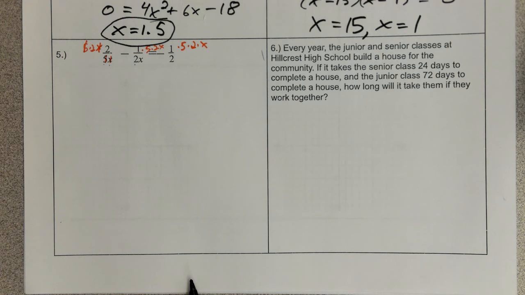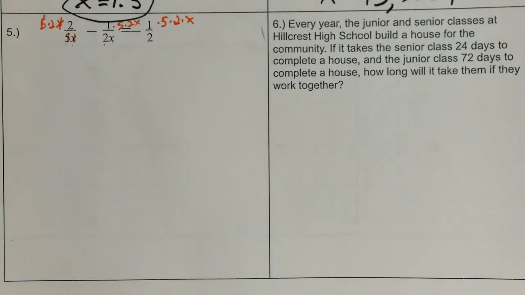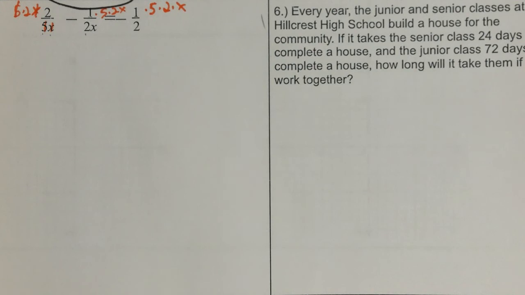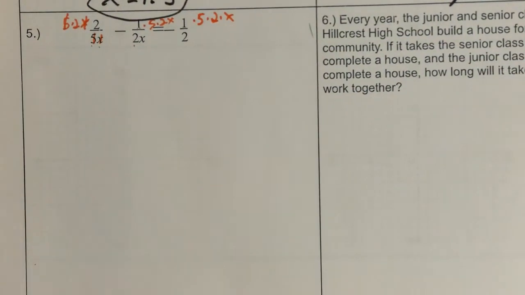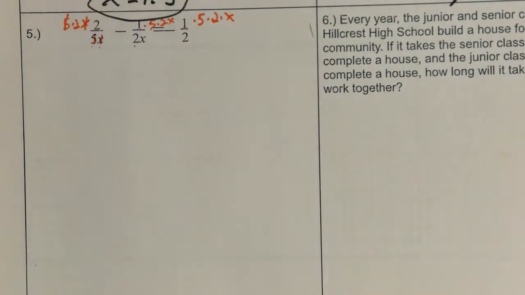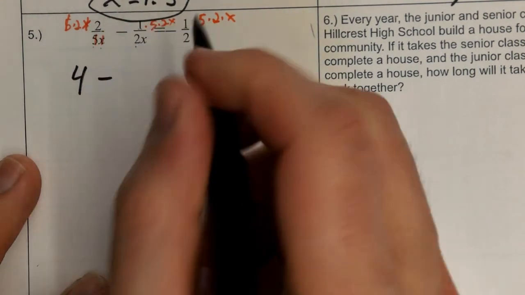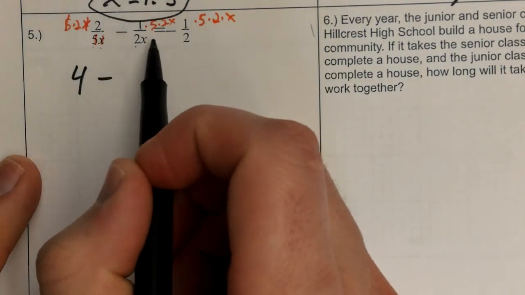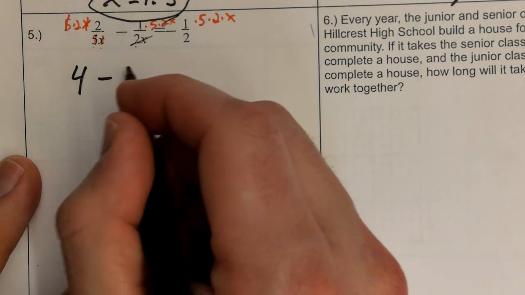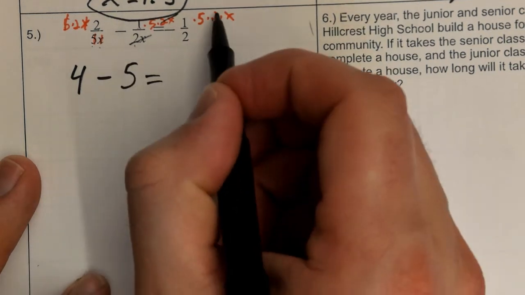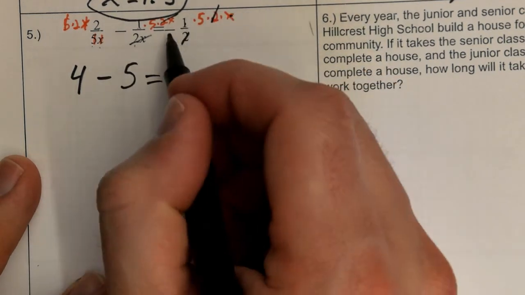I can zoom in here so you can see it a little bit better. All right, so that'll just be 2 times 2, which is 4. Minus 5 times, so we've got 2x over 2x, that's just going to be 5. Equals 2 over 2, that's just going to be 5x, negative 5x.